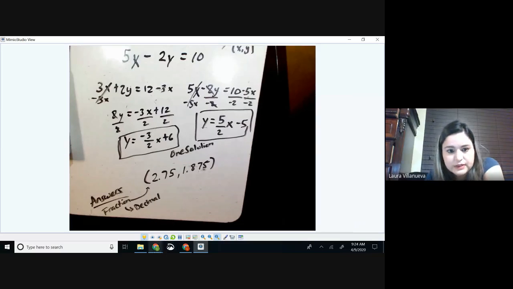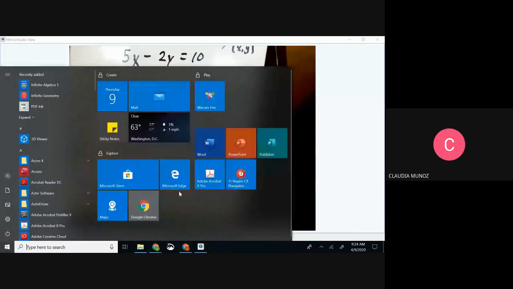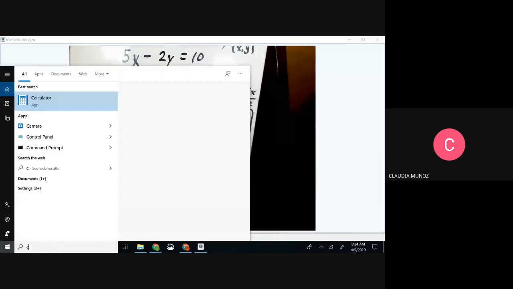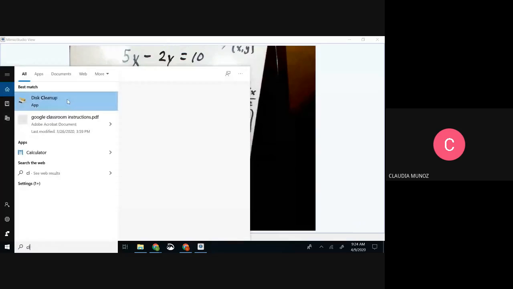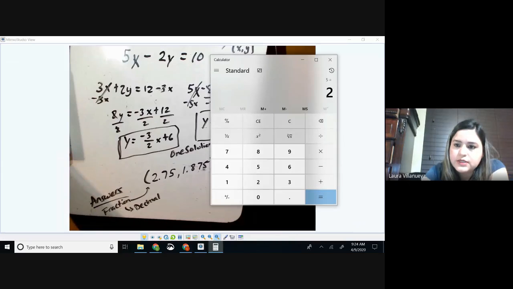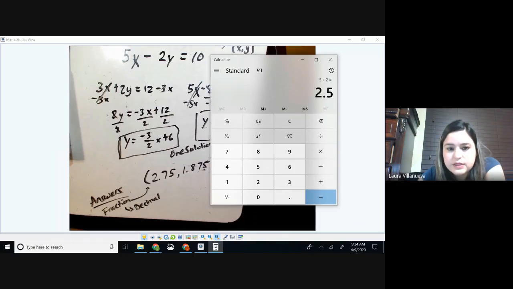Like let's say they give you 5 over 2. Does the slope have to be a fraction? Not necessarily. Sometimes it's going to be a whole number. And that's it. You just plug it in. It'll give you a decimal automatically.